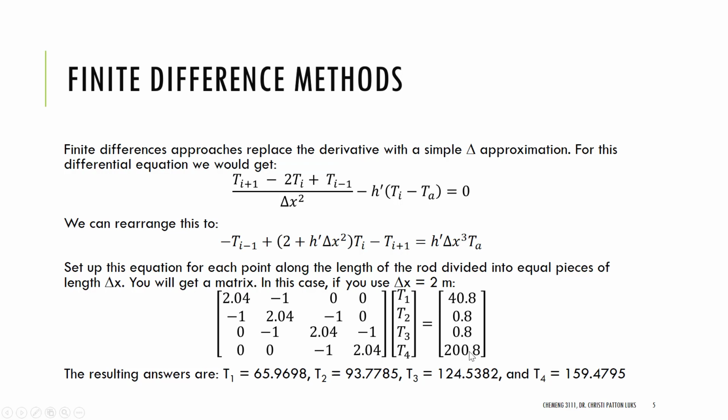And so when I do this, this is now just going to be a matrix problem. It's a linear system. And so all I need to do is do the inverse of A times the B matrix, the 40.8, 0.8, etc., that one. And I'll get my T column vector. And so these are the answers that you get, and they actually fall very nicely in line with the solution. You can do a better job, you'll get a better approximation as you choose smaller and smaller delta x.